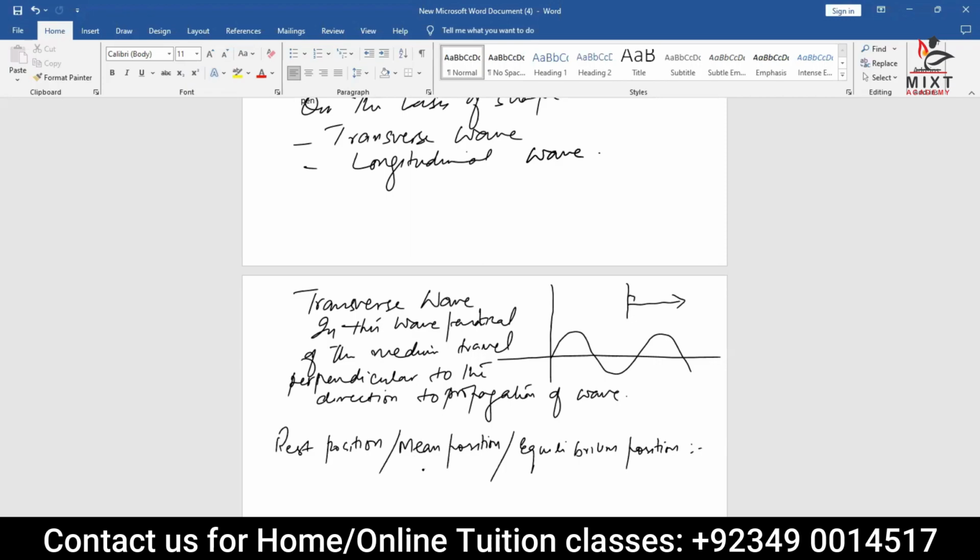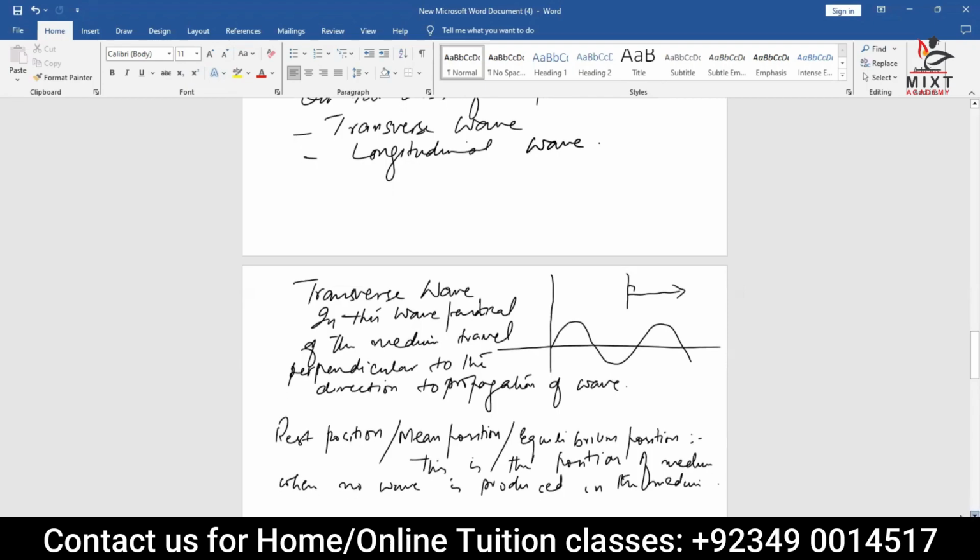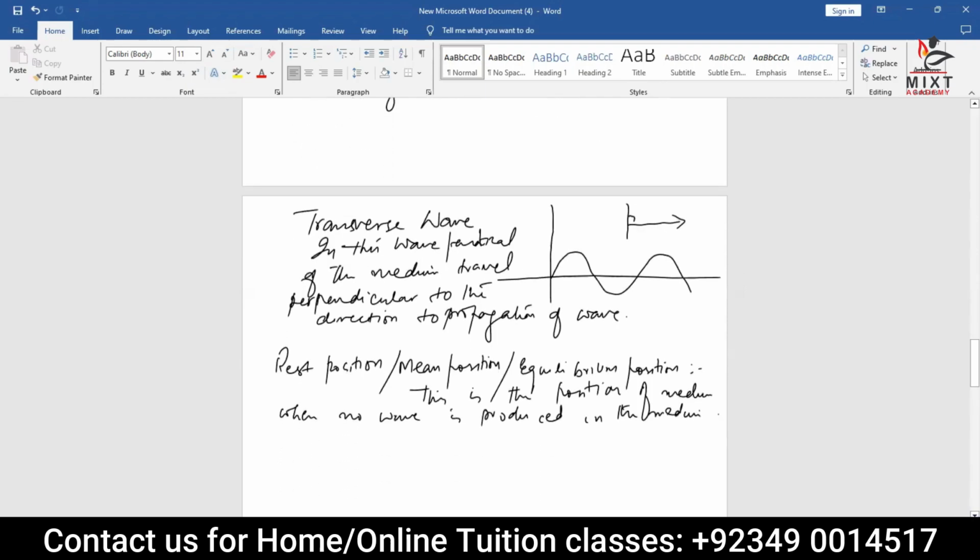When it's at 0, you can say this is the position of the medium when no wave is produced in the medium. So at this point, no wave is there. That position is called the mean position of the medium.